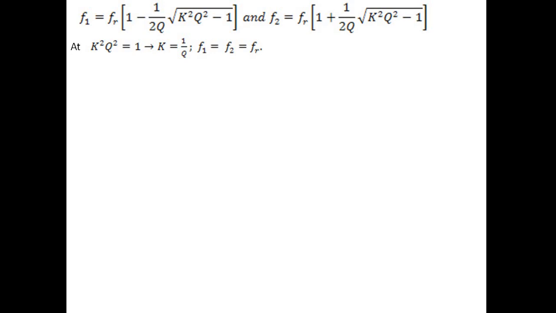You consider the critical case, k square q square equal to 1, which means k is equal to 1 by q, so f1 equal to f2, which is equal to fr. You call it the resonant frequency or the center frequency. This is the condition for critical coupling. Whenever you say kq is equal to 1, it is critical coupling.